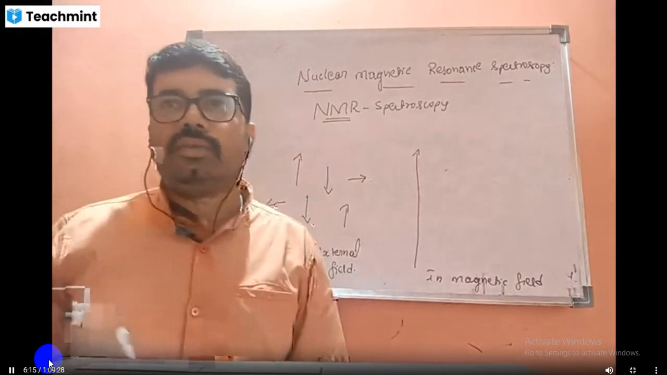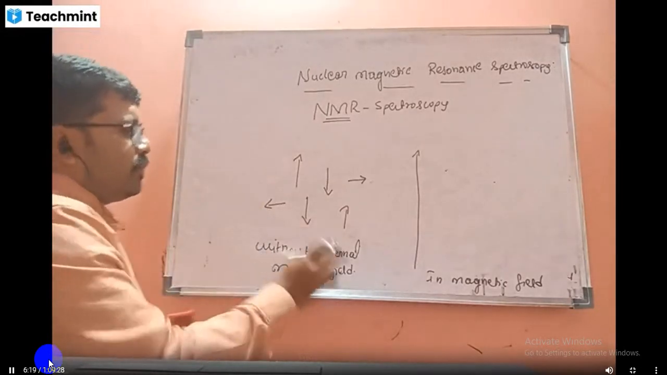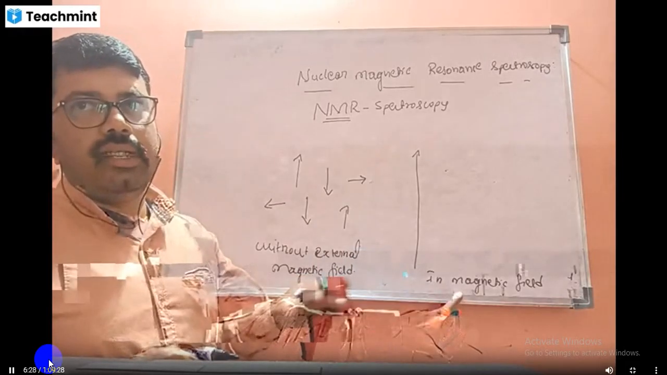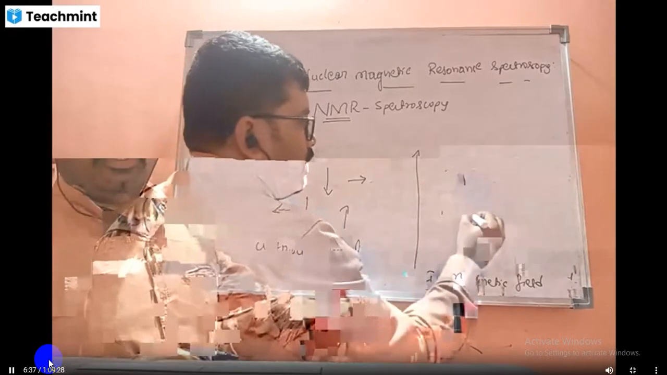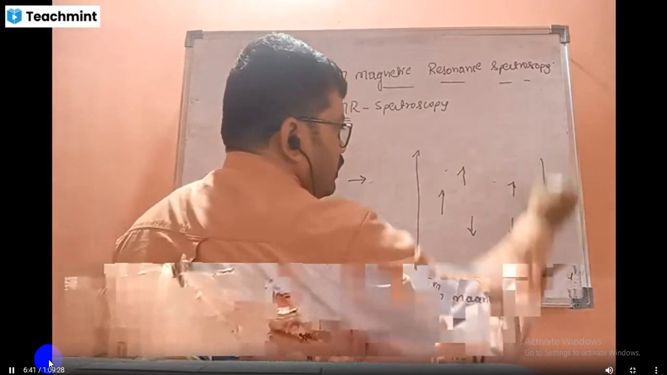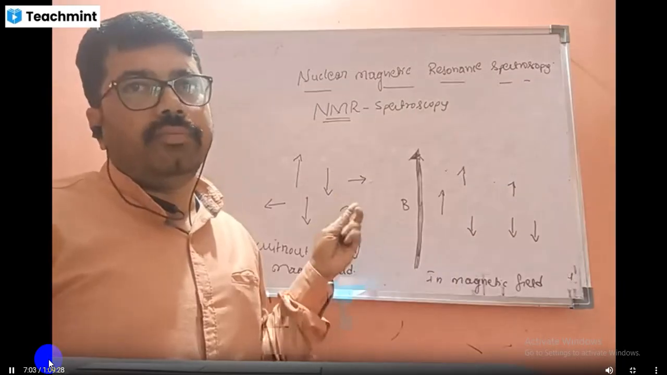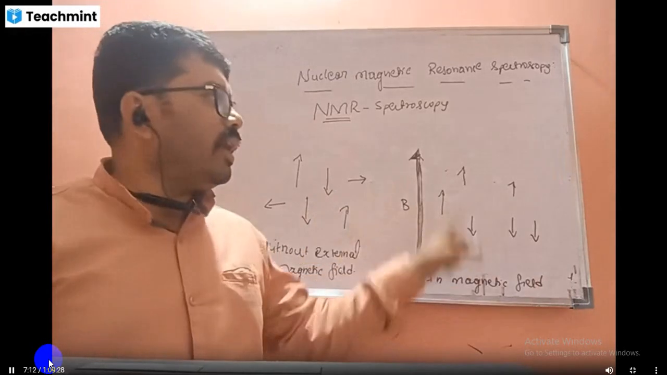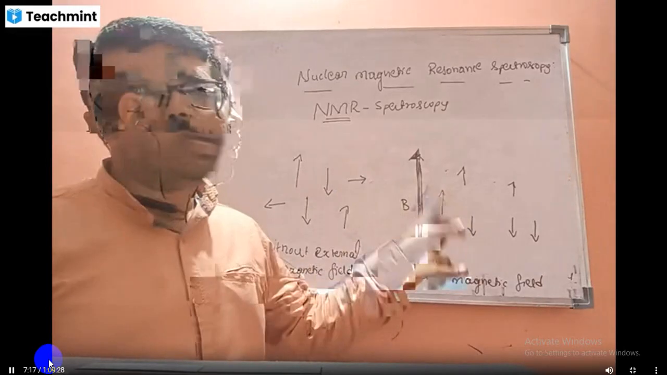Without an external magnetic field, the nuclear spins are in random directions. But when an external magnetic field, called B, is applied, the nuclei align themselves either with or against the field. Some of the nuclei align with the direction of the field, and some are opposite.